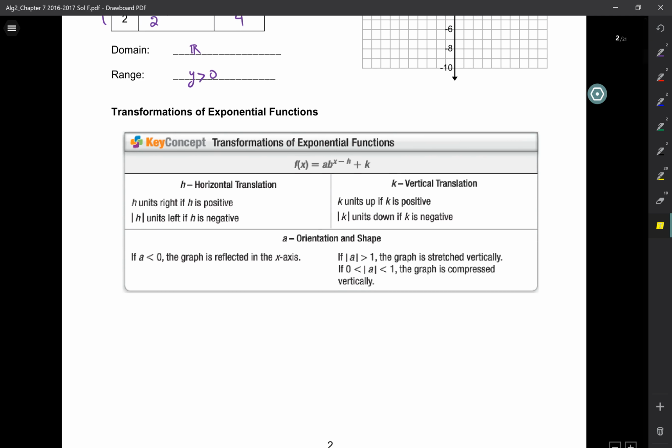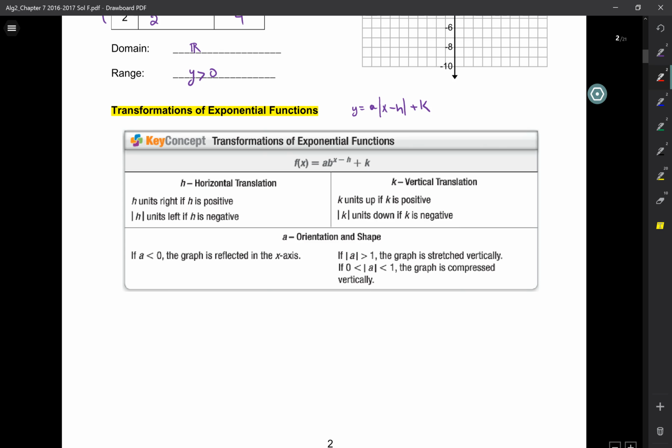All right, so transformations. Transformations run in exactly the same way. Do you remember when we had the absolute value equations? It was y equals a, x minus h, plus k. What did the h do? Does the h move it horizontally or vertically? Horizontally. And what did the k do? It moved it vertically. And what did the a do? So the a, right? If the a was negative, what did we have? A reflection. So it's the same exact thing here.